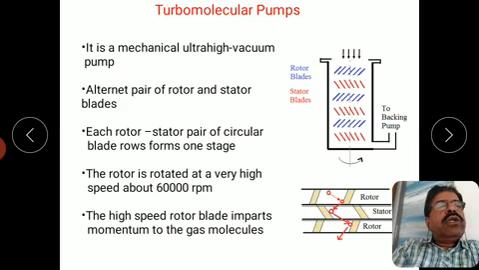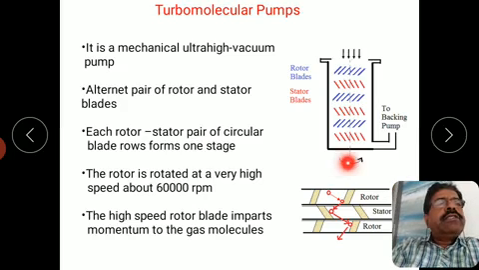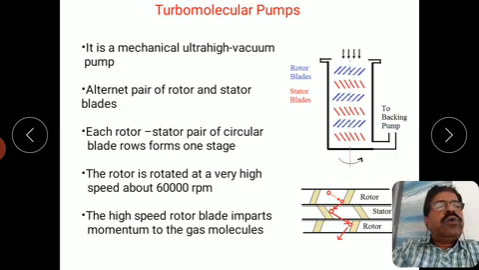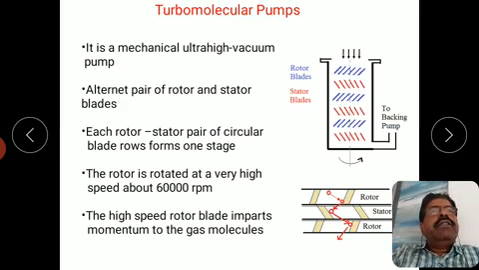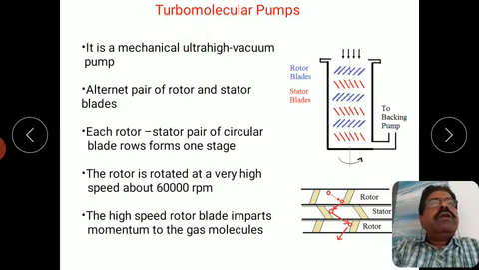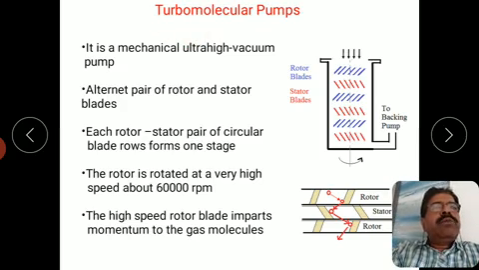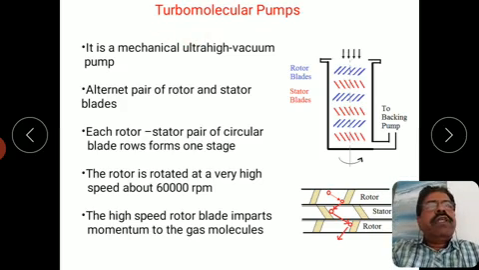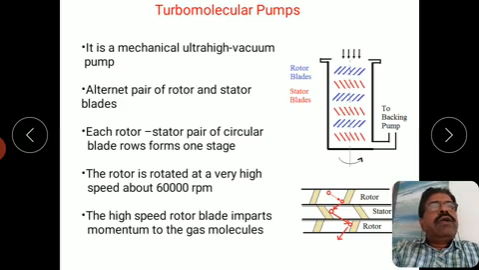Now all these rotor blades are connected together to a shaft. You can see this shaft, and it is rotated with a very high velocity, of the order of 60,000 rpm. So this is a very high speed. Therefore the name turbo, just like a turbo engine, which rotates at a very high speed. That is why it is called a turbomolecular pump.